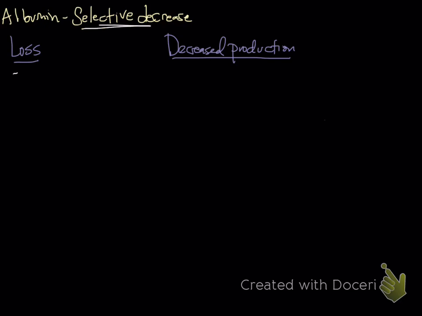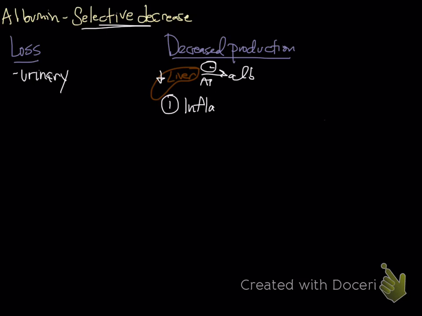So now we're talking about selective decreases of albumin, and this can be either loss of albumin, via the urinary tract, or it can be decreased production of albumin, and of course, the liver is what produces albumin. So this means that there's decreased production of albumin by the liver. So causes include, and we touched on this before, inflammation. Albumin is a negative acute phase protein. That means that in states of inflammation, it decreases, due to inflammatory mediators.